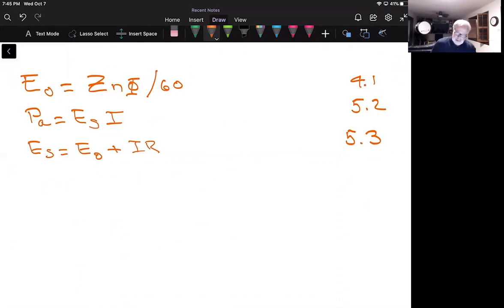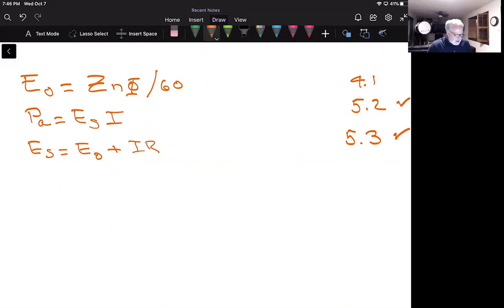And then he says, I can get something else that I can work with by defining source voltage as the armature voltage plus that portion of the voltage that's dropped across the resistance in the armature. Or I could just rephrase that as E sub S is equal to the armature voltage plus current times that resistance, you know, that voltage drop. So that would give us two new equations to work with, equation 5.2 and equation 5.3.